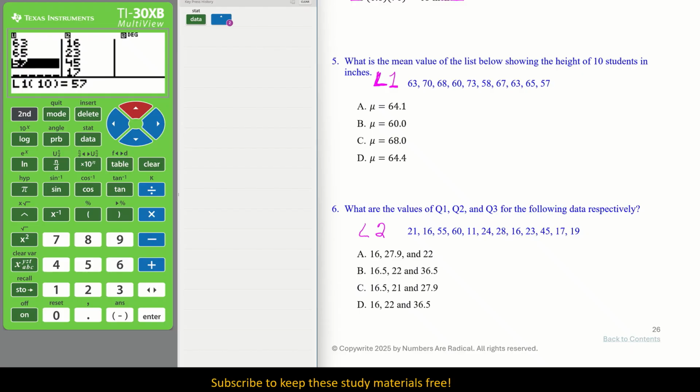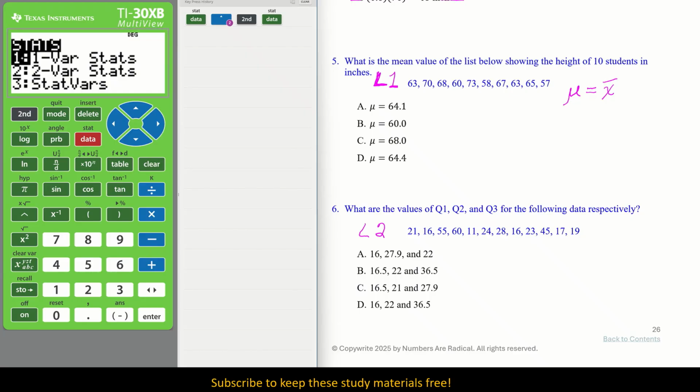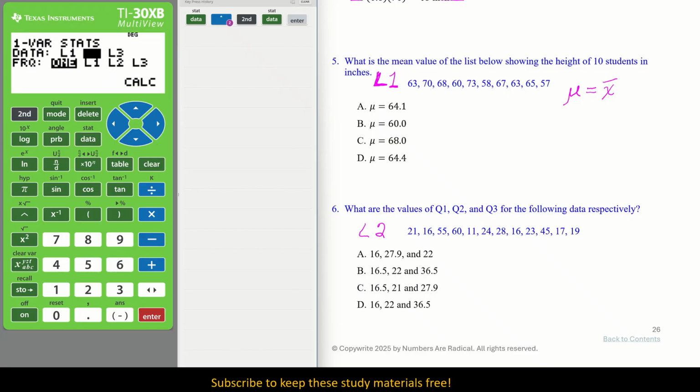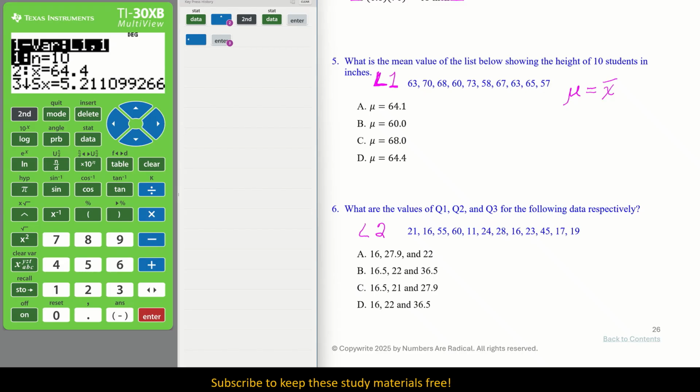Now, how do we find the mean? Before we do this, let me remind you that this funny looking M, this mu, is the symbol for mean. And in our calculator, that's X bar. All right. So let's go second data. We want the first one, but we're in list 1, so you arrow over. Now everything's highlighted the way it should be. And then here we go. Our X bar is number 2. That option D is what we need.